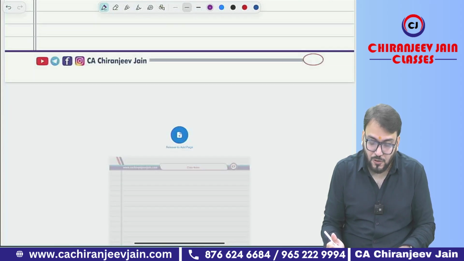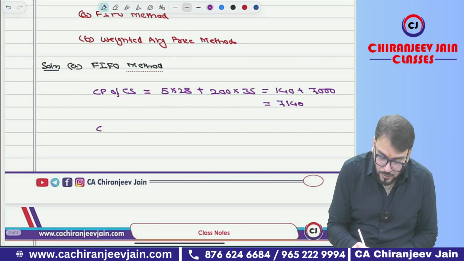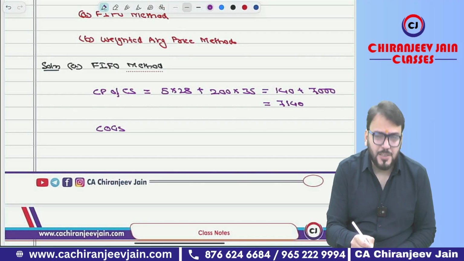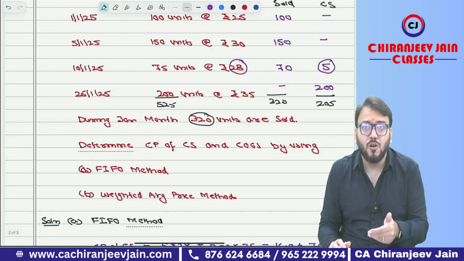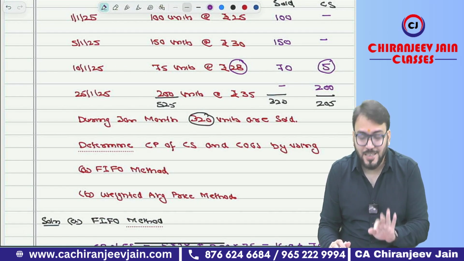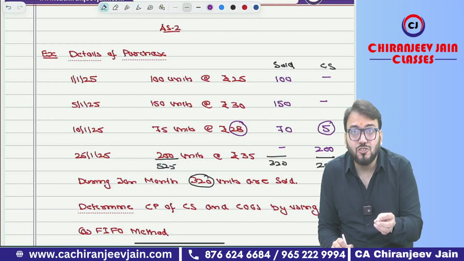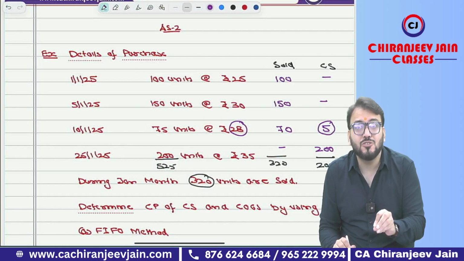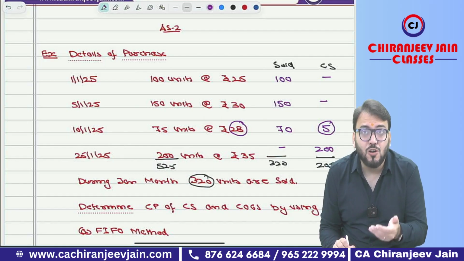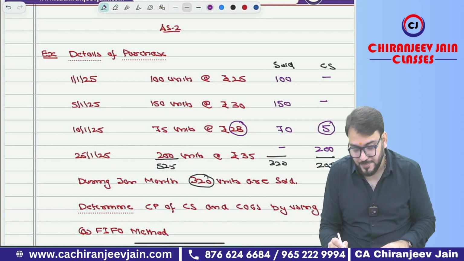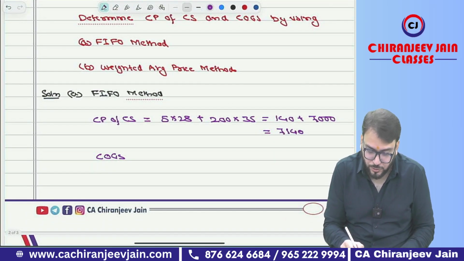And if you want to find out cost of goods sold, or if it is suppose raw material, so we'll find out cost of material consumed. Correct now? So if this is raw material, then we call it cost of raw material consumed. If it is stock in trade, then we call it cost of goods sold. Got this point? That depends upon the information given in the question.